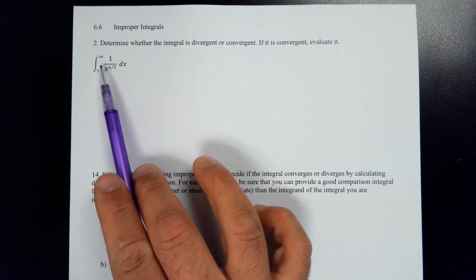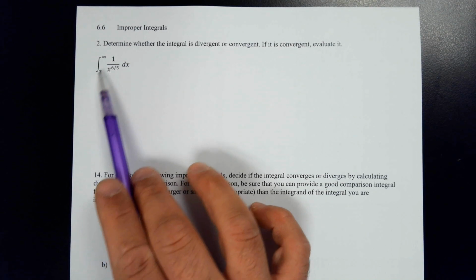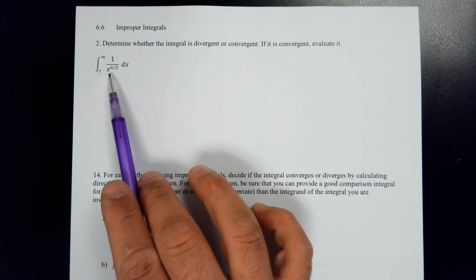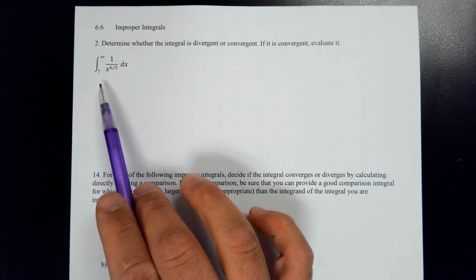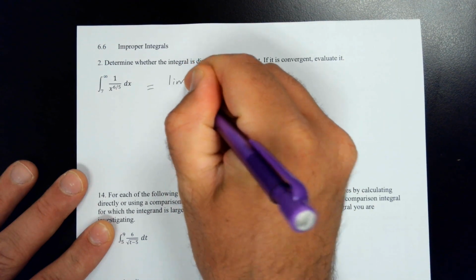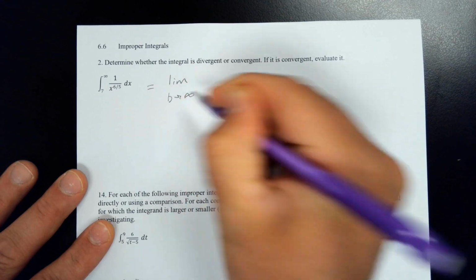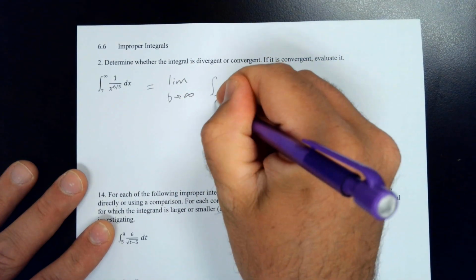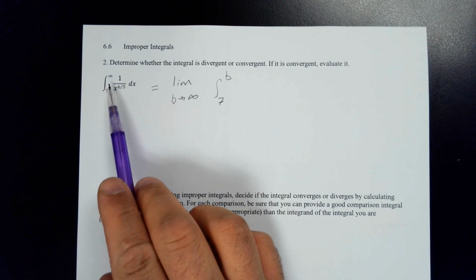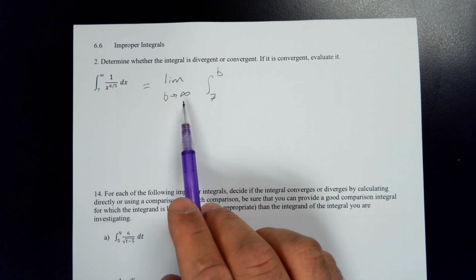Whenever I see an improper integral, either where one of the limits of integration is plus or minus infinity, or if I have a vertical asymptote, if the function's undefined at one of the limits of integration, I should rewrite it in terms of a limit. So I'm going to rewrite this as the limit as b approaches infinity of the integral from 7 to b. Okay, so I've changed this integral to a limit. And I'm imagining b is some constant that I'm just going to let get arbitrarily large.